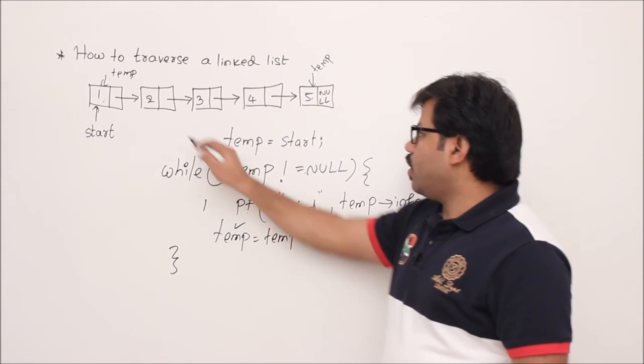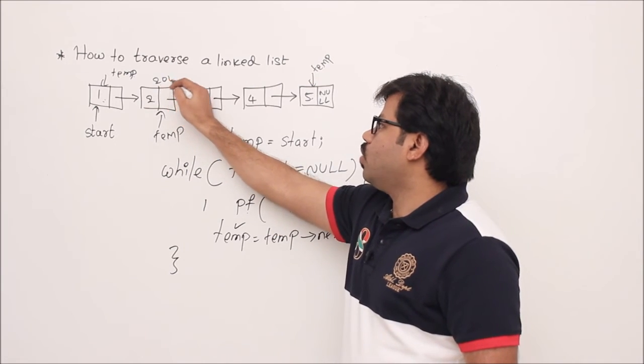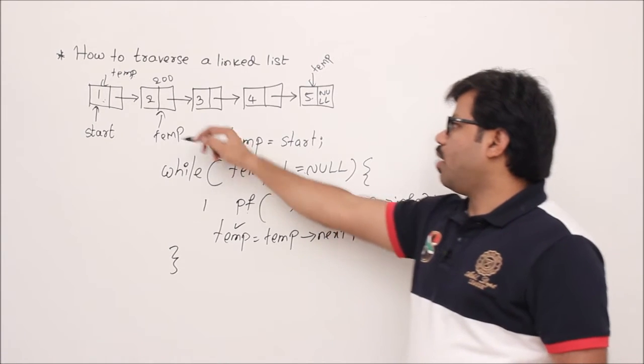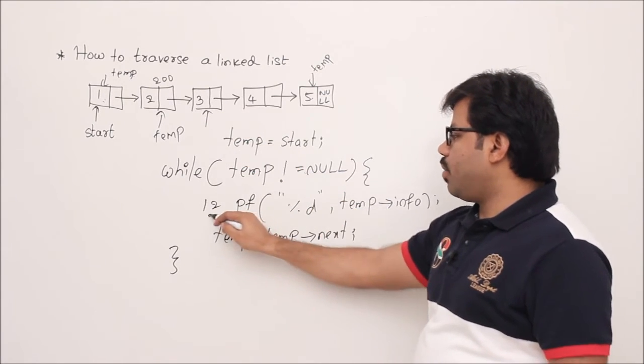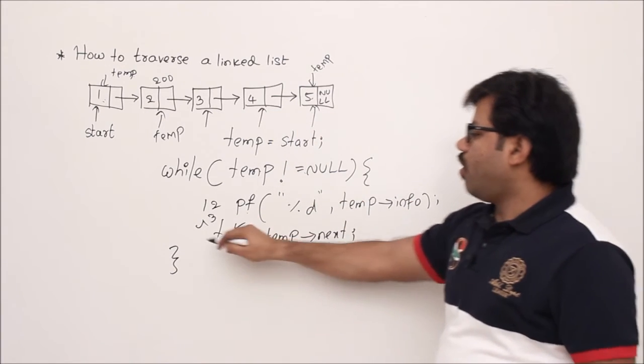Then temp will be incremented. We know that whenever I do temp equal temp cap next, temp comes here. Now again, let's say this memory address is 200. Is this 200 not equal to null? Yes. Then again we print temp cap info, so 2 will be printed. Then temp comes here, 3 will be printed. After that temp comes here, 4 will be printed. After that temp comes here, 5 will be printed.